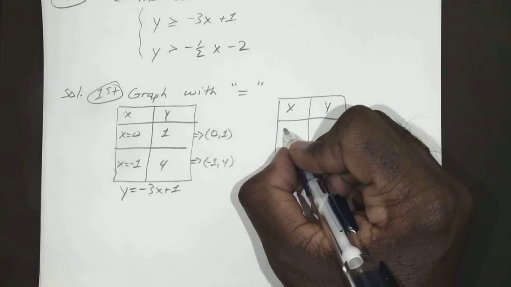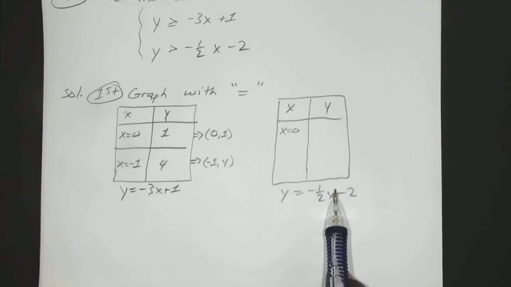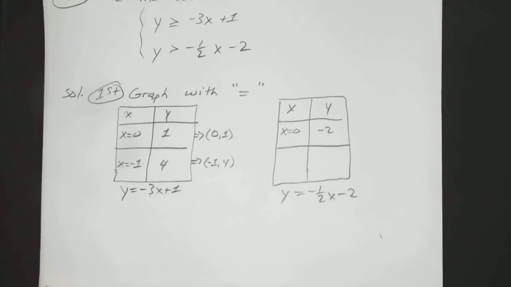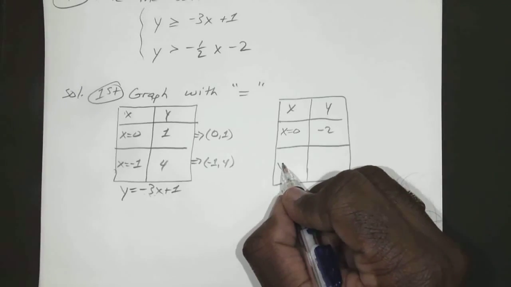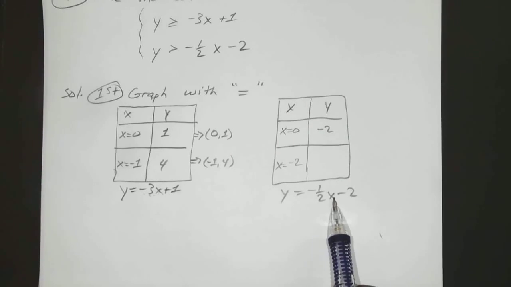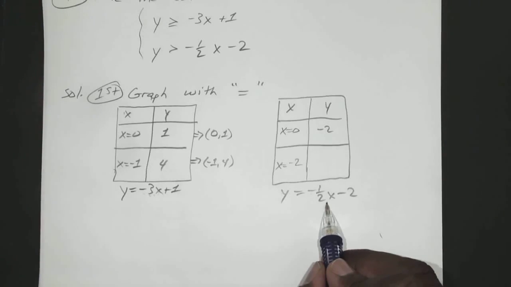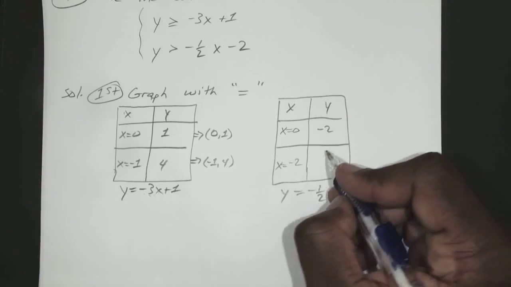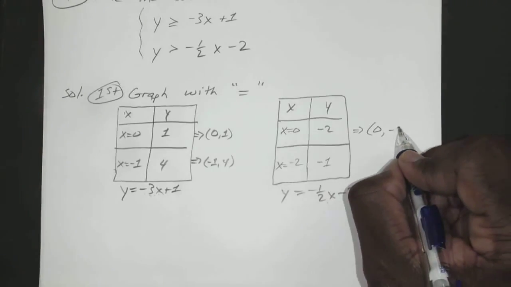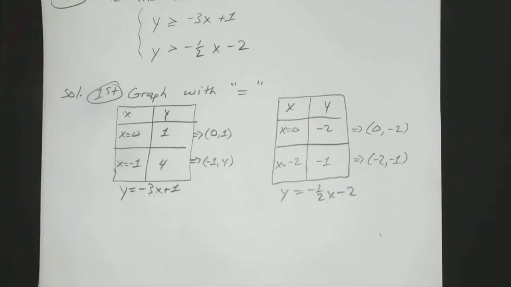Okay, so for this one, we can let x equal 0. When x is equal to 0, that disappears, so you just have y equals negative 2. What if we let x equal negative 2? You have negative 2 times negative 1/2. The 2's cancel out, so you end up with 1 minus 2, which is negative 1. So we have 0, negative 2, and negative 2, negative 1.